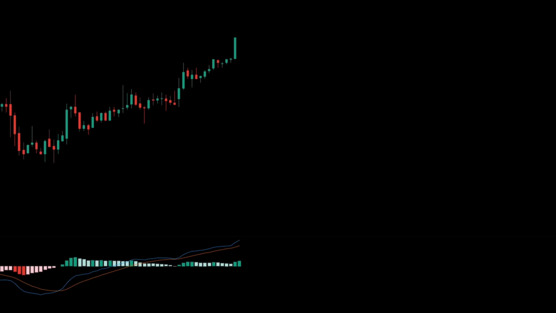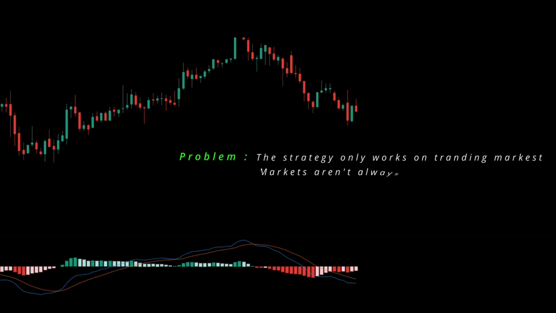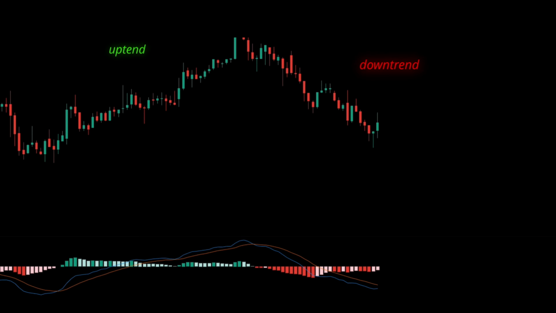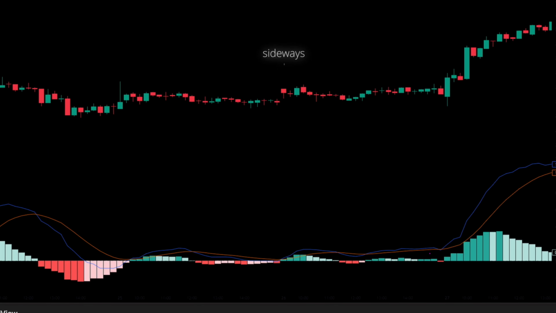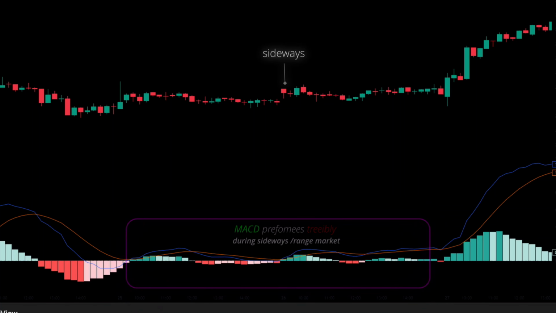But it looks and sounds very simple and like the best strategy. But there is a common problem with this strategy. That is, it works only on trending markets. And you all know that the market is not always trending. Sometimes it is on an uptrend, sometimes on a downtrend, in most of the cases it is sideways. And because of this, the MACD indicator performs very poorly on this type of sideways market.